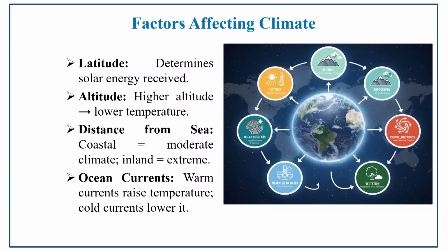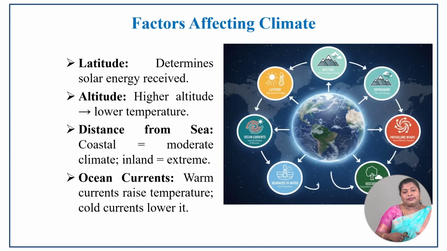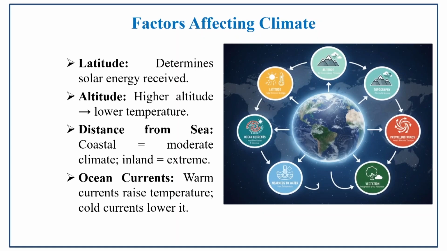The next one is distance from sea. That is, the coastal region experiences a moderate climate and the inland region experiences an extreme climate. It is also known as continentality. Next one is the ocean currents. What is meant by ocean current? It is an orderly movement of the ocean water in the same direction. That is known as an ocean current. The warm current raises temperature and the cold current lowers the temperature.